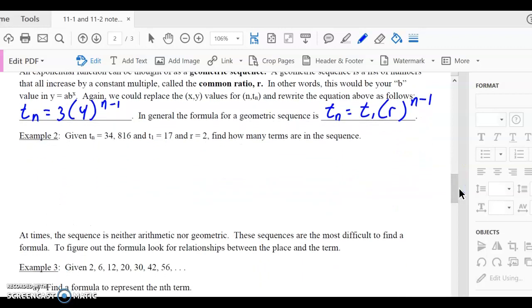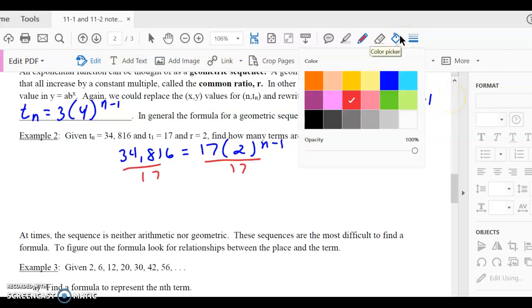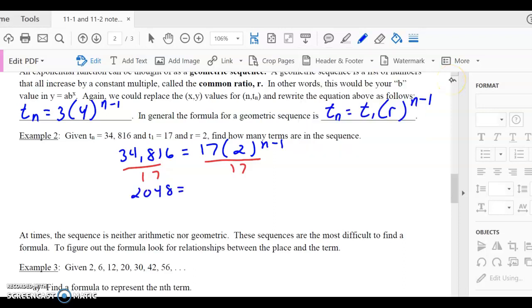So let's look at example 2. Given t sub n equals 34,816 and t sub 1 is 17 and r is 2, how many terms are in the sequence? Well, you do 34,816 equals 17 times 2 to the n minus 1. So we would divide by 17, and we would get 2,048 equals 2 to the n minus 1.